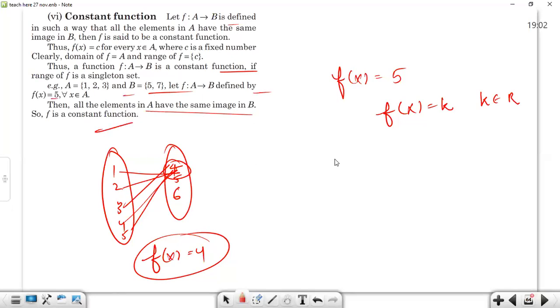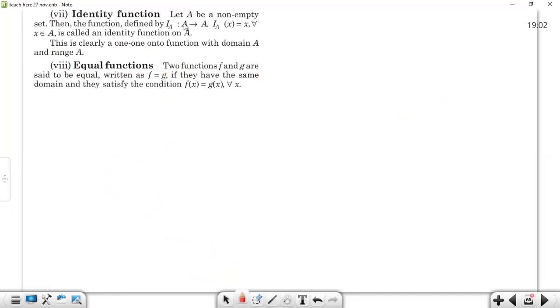No, sir, no doubt. Yeah. Identity function. Let A be a non-empty set. Then the function defined by f of x equals x for all x belonging to A is called an identity function. Like there is a function from A to A, and whatever input you have, the function is y equals x. So if you give it any element from the set A, which is 1, 2, 3, then for 1, y is 1 only. For 2, it is 2 only. It's like the identity relation.